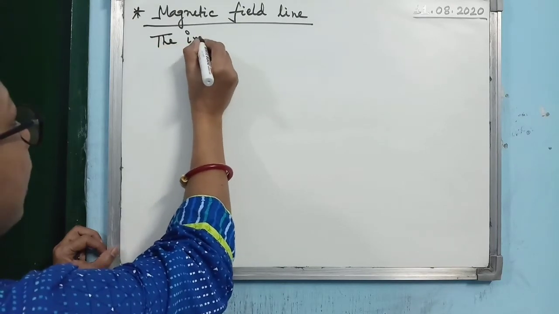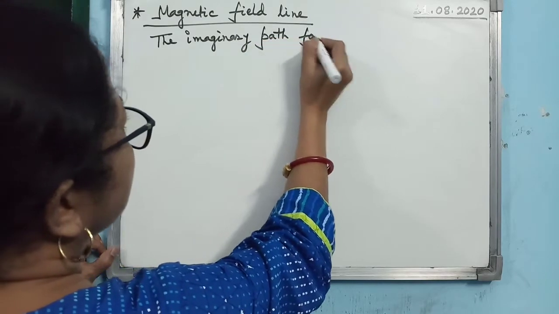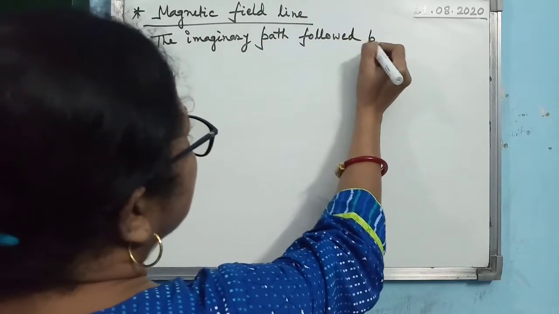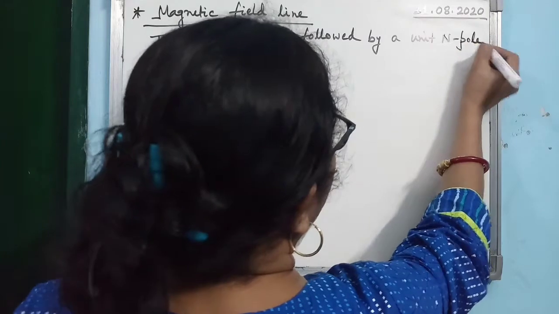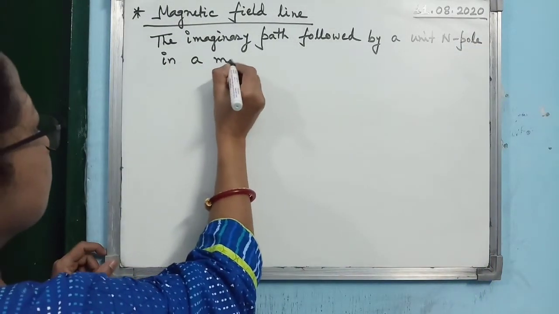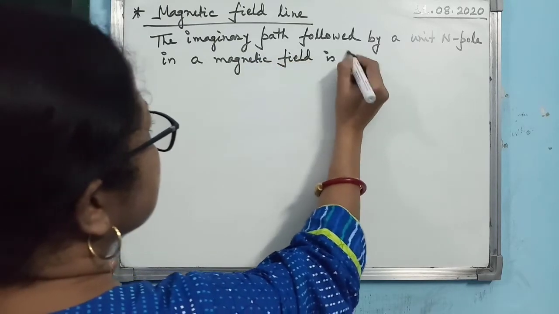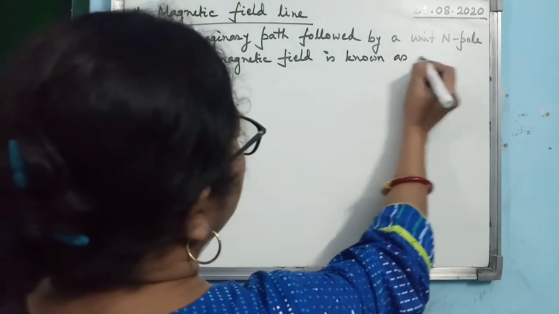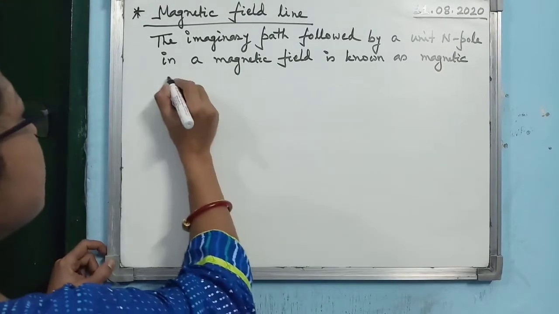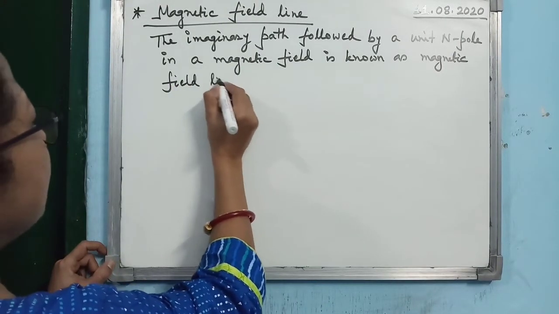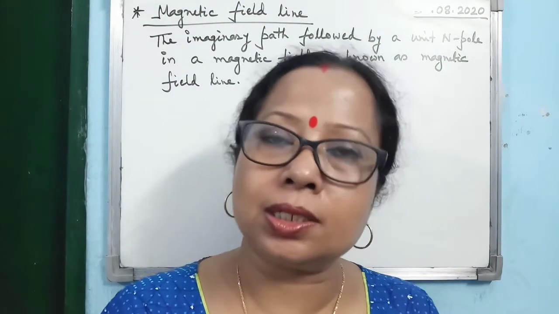The imaginary path followed by a unit north pole in a magnetic field is known as magnetic field line. Alright, means what? You just take a unit north pole and you leave it in a magnetic field.